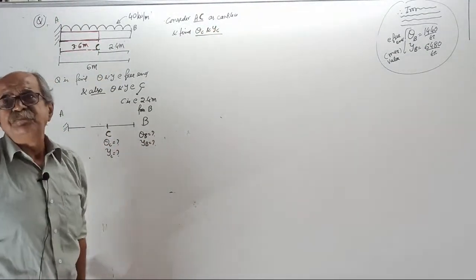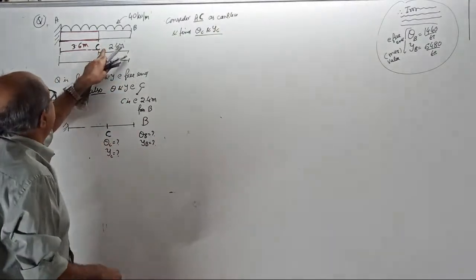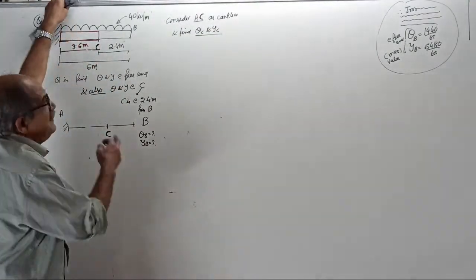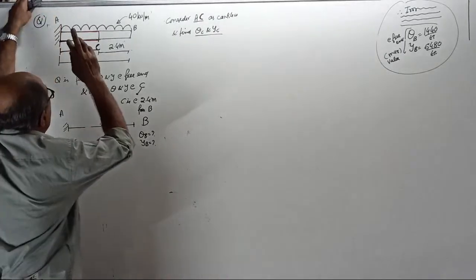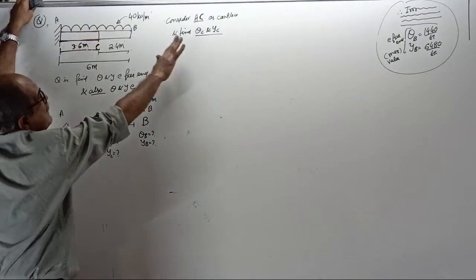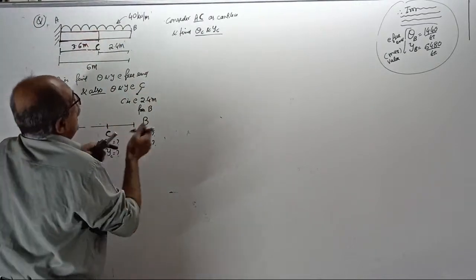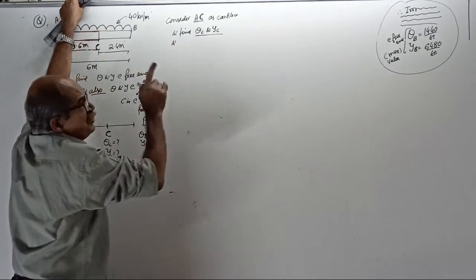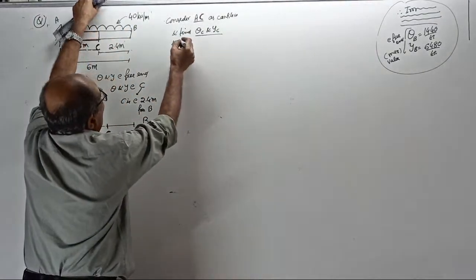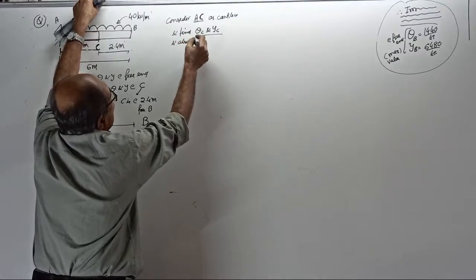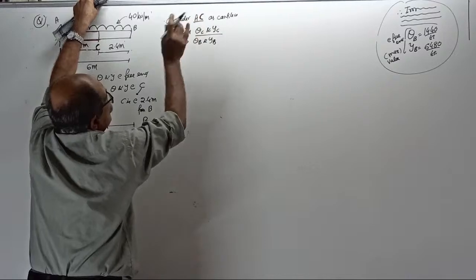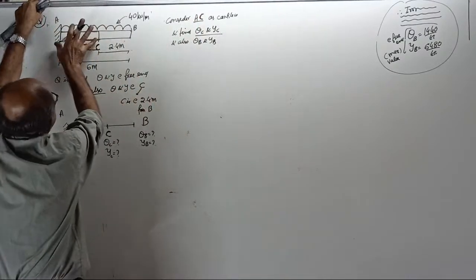Stop there if the question is only to find theta C, YC. Suppose the objective question is that, then this is the best solution. If the objective question is to find slope and deflection here, then find and stop. And since you require slope and deflection at the free end, also find theta B and YB for this cantilever.